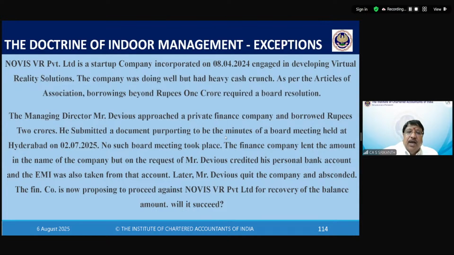Correct. They will not succeed because this is clearly an exception to the doctrine of indoor management. Yeah, but can one of you, not forgery. Deepika ji, it is not forgery. There is no forgery here. Because he is the MD. And as MD, you know what he's doing? He is giving a document saying board meeting held on so-and-so date. Such a resolution was passed. He is signing as MD. There is no forgery here. This is coming under a different exception. Which exception will come here? Not forgery.